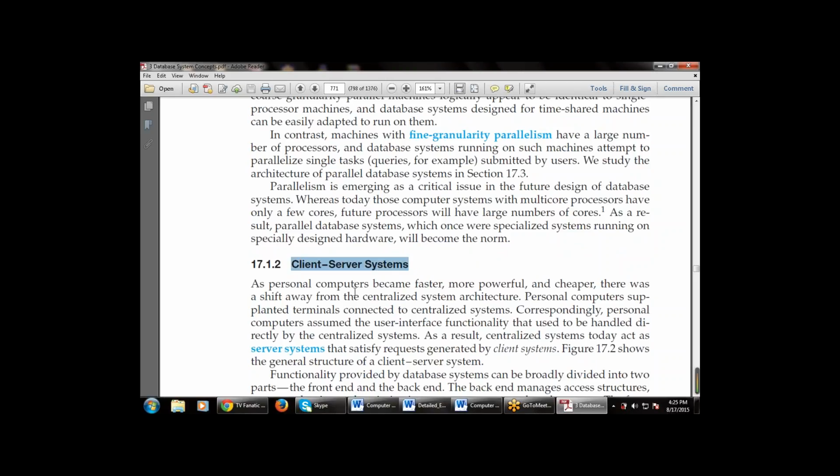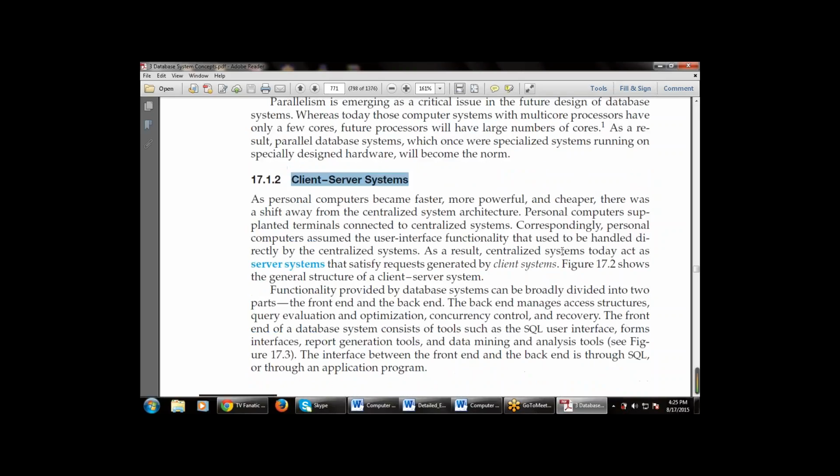Then we talked about the client server system. With the same method, the client requests services from the server. The server in turn takes the request from the client, processes it, and provides the services to the client. That is a client server system. As a result, a centralized system today acts as a server system that satisfies requests generated by client systems.